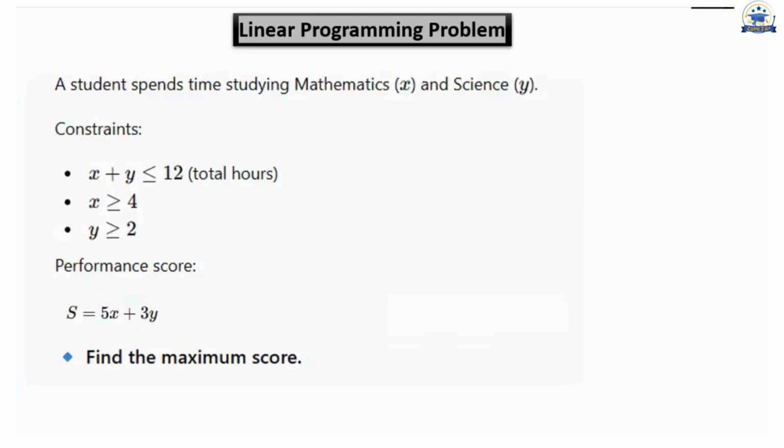Yes. So we have the second question. Question number 2. A student spent time studying mathematics X and science Y. Okay, he needs only 2 subjects, math and science. And the constraint you have is X plus Y. There are 3 constraints. His performance score is 5x plus 3y, right? So you have to find the maximum score.